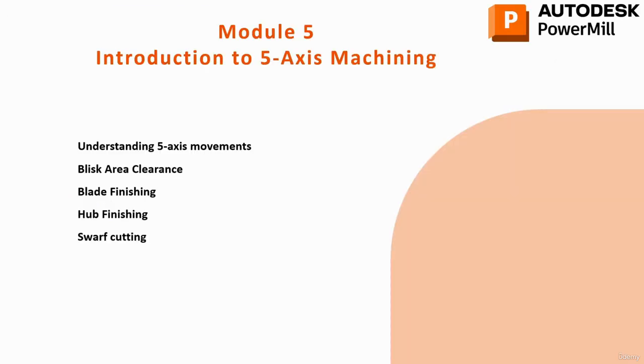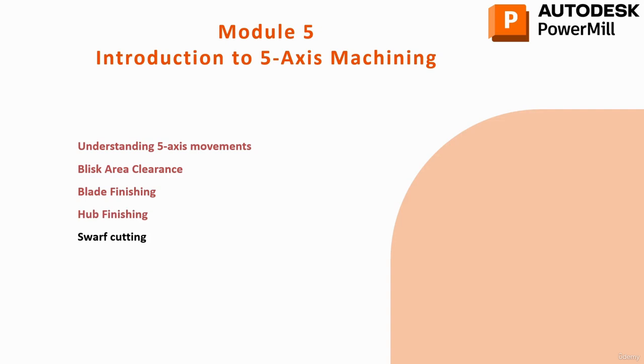So we have already started module number 5, which is all about the introduction to 5-axis machining, and we have just discussed understanding 5-axis movements in the vertical machining center, and we discussed the blisk area details for the blade finishing and all these things. Now it's time to discuss the hub of the rotor turbine. So let's get started and study the hub finish.